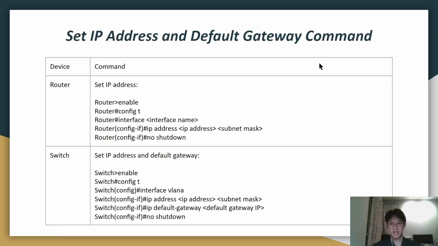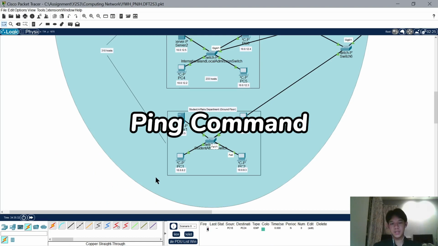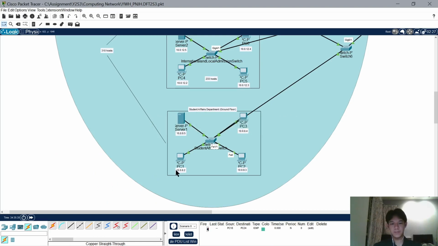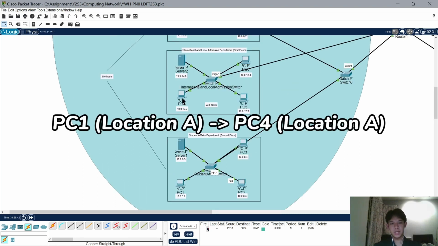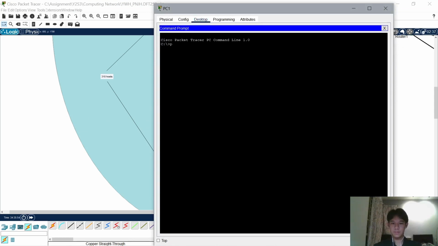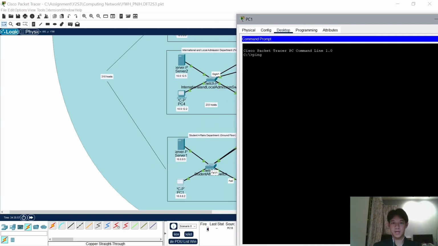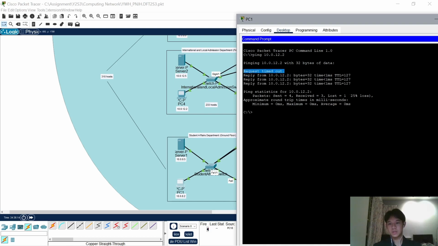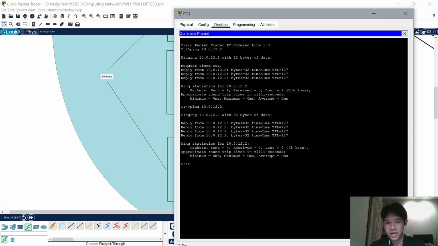See right here. For the next part, I will show you the device ping connectivity by using Cisco Packet Tracer. In this example, I will use PC1, which has the IP address 10.0.8.2, to ping the same location, location A, PC4, which has 10.0.12.2. So we're going to go to the command prompt and ping the exact IP address given by PC4. We have one request timeout, which causes 25% loss. We will try that again. For the second time, we get 0% loss, which is considered successful when transferring data.